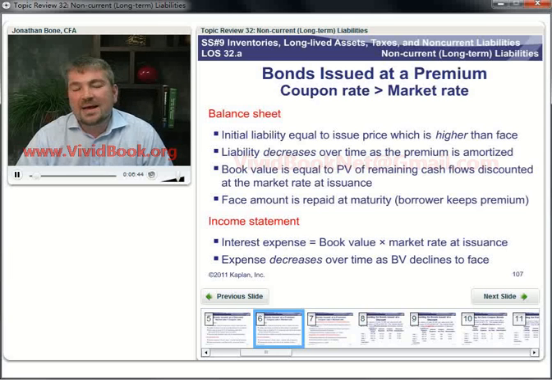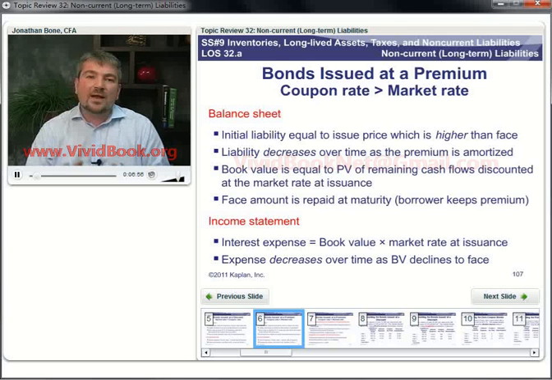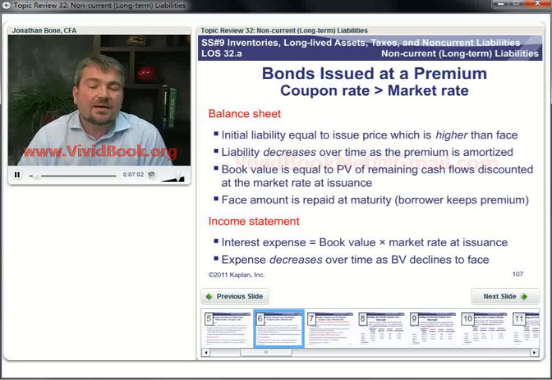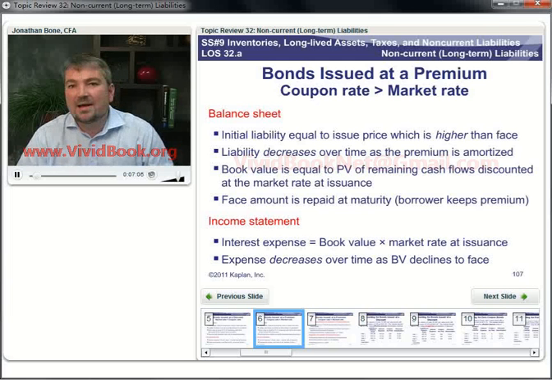Now what's going to happen this time is we're going to amortize the premium. And two things are going to happen with this premium. It's going to reduce the interest expense in our income statement, but it's also going to decrease the liability in our balance sheet. So what we're going to find here is the liability in our balance sheet decreases over time until at maturity the liability is sitting there at par value, and we redeem the bond, we pay out $1,000, eliminate the liability, and there's no gain, no loss.